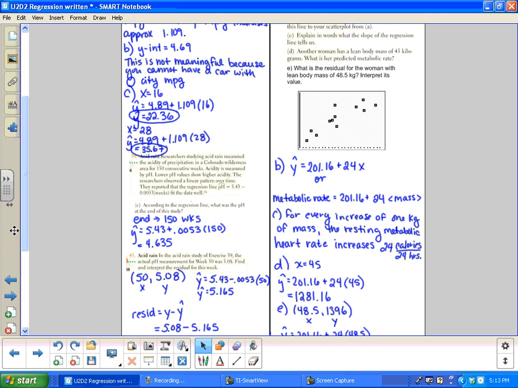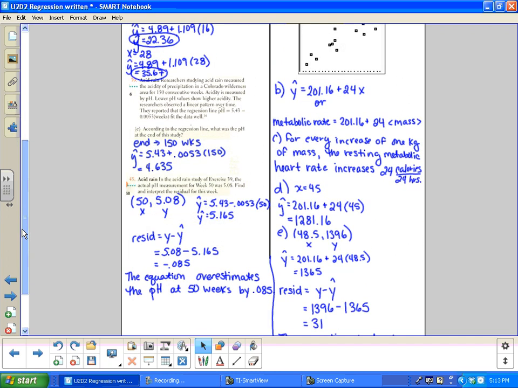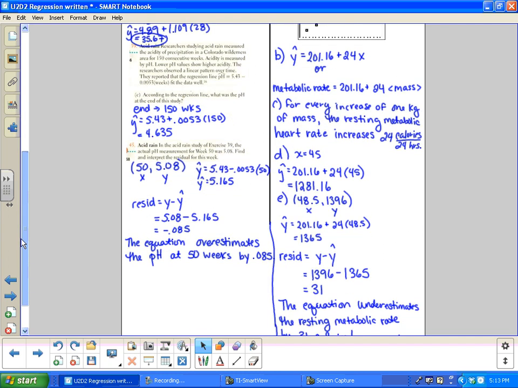This is kind of tricky because they don't give you the number, they just say at the end of the study. So the end of a study is 150 weeks, right? Then you would just plug in 150 for x. The last one, I want you to pay close attention to these 2 bottom ones, or to this one first, then we'll look at all the rest of it.